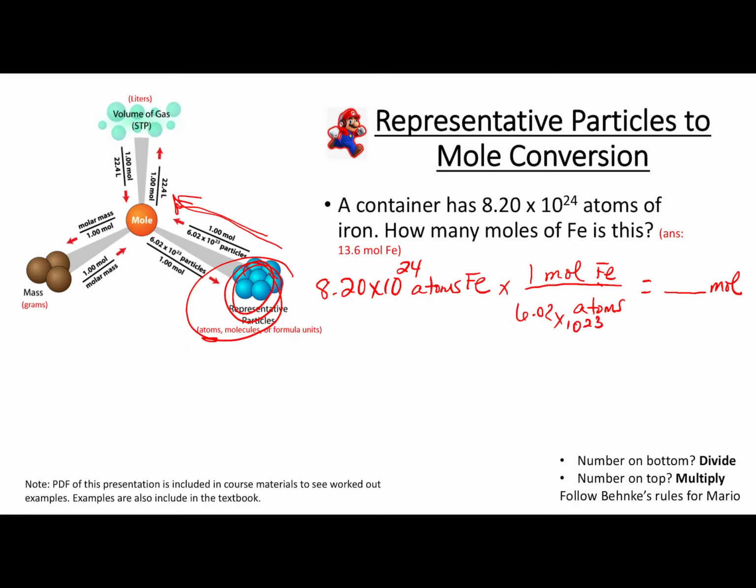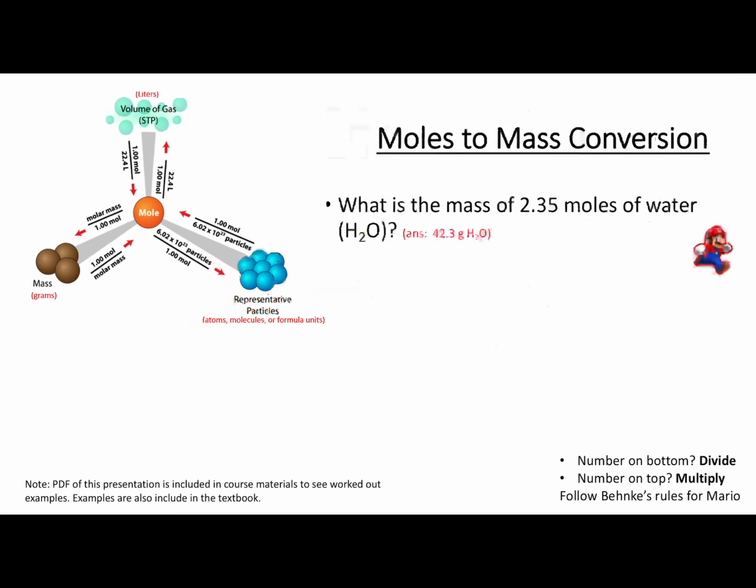Now, the advice that I have for you is when you do this in your calculator, to put that in parentheses. So I would put parentheses 8.20 times 10 to the 24th, end parentheses, divided by parentheses 6.02 times 10 to the 23rd, end parentheses, equals, and that will give you 13.6 moles. All right, and we will do one more.